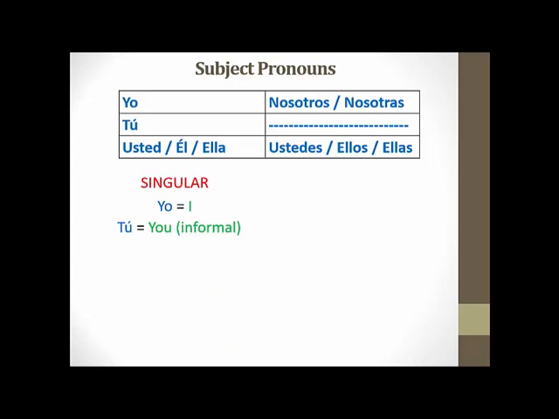Tú means you, but it's an informal you. So if you want to talk to someone and you are informal with them, use tú. Make sure there's an accent mark over the u. Usted also means you. So if you want to talk to someone but you need to be formal with them, use usted. If you want to talk about a male, use él, which means he, and make sure there's an accent mark over the E. And if you want to talk about a girl, use ella, which means she.